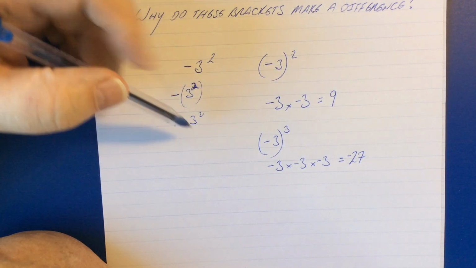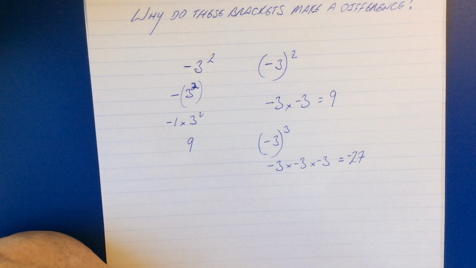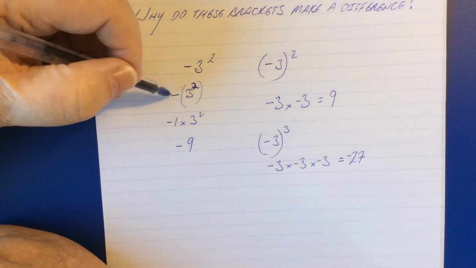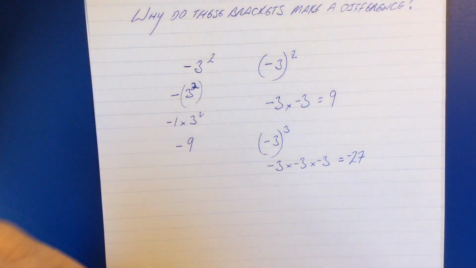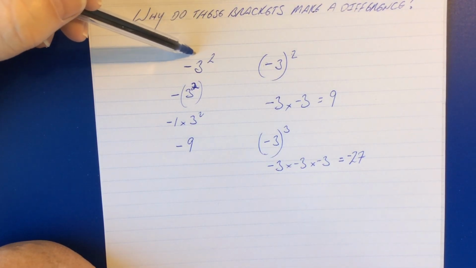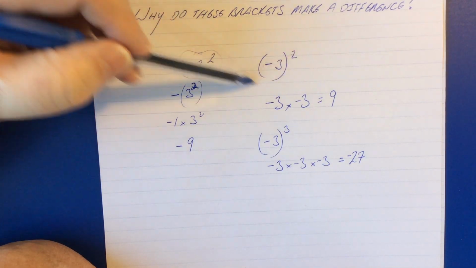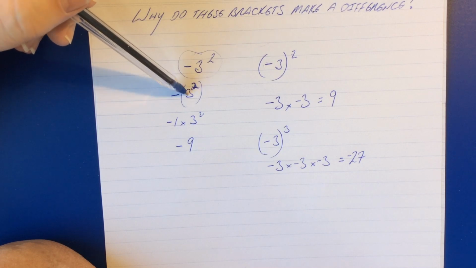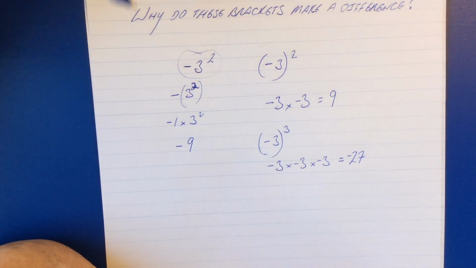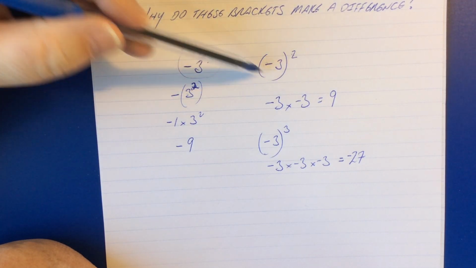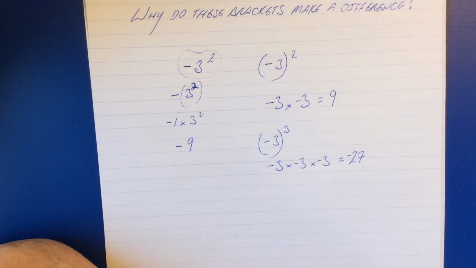And so it is 3 squared, which is 9, and then negative 1 times that, or negative 1 times that bracket, however you want to play this. But the key thing, the key takeaway is that this is fundamentally different from this, and this is fundamentally different from this. That's the other thing. So it's very important that you watch where the brackets are, or indeed are not.